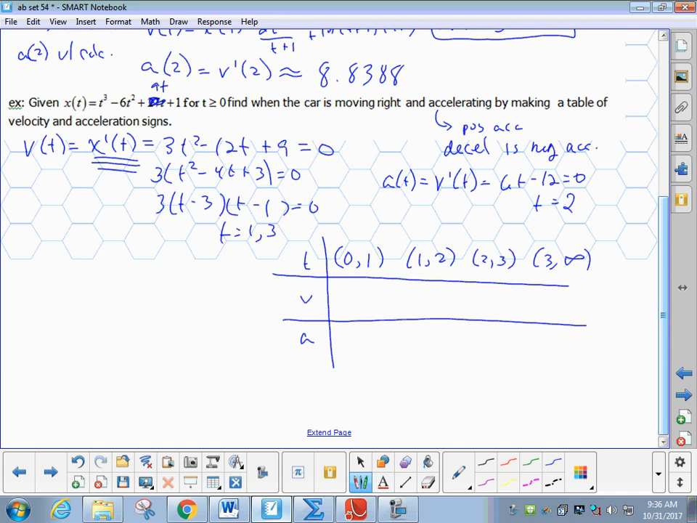All right, the velocity. At time 1/2, what's the sign of the velocity? I look in factored form is a good place to go. Positive. At time 1.5, what's the sign of the velocity?